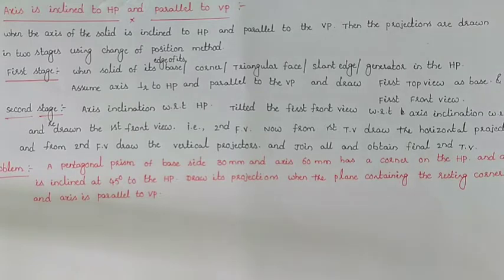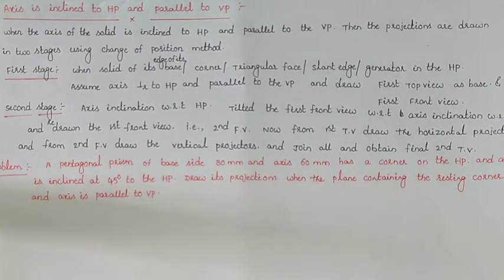So this is the position. When the axis is inclined to HP and parallel to VP, we will draw the projections like that. So here they are giving the example. A pentagonal prism of base side 30 mm and axis 60 mm has a corner on the HP and axis is inclined at 45 degrees to the HP. Draw the projections when the plane containing the resting corner and axis is parallel to the VP.